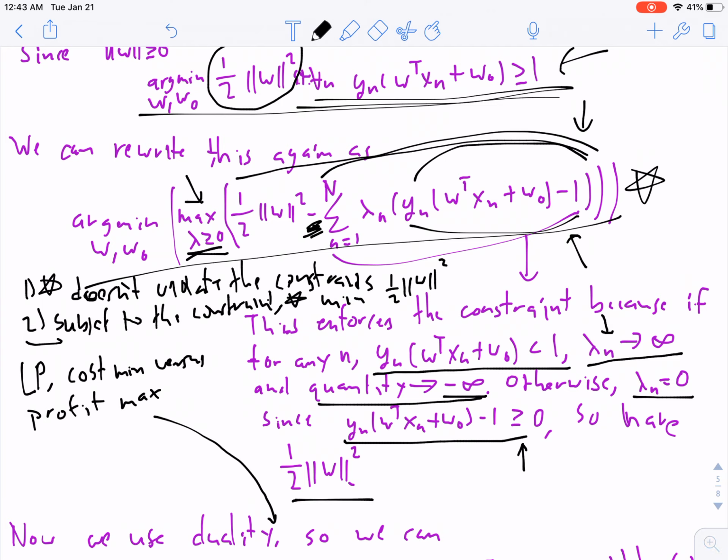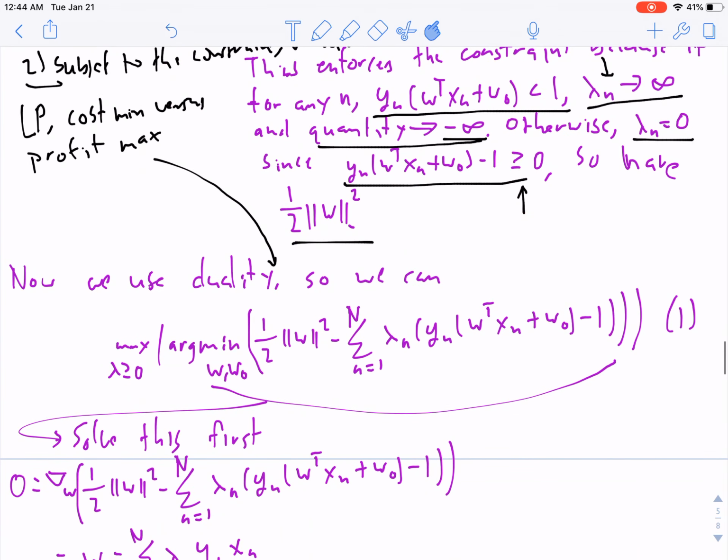So we'll just only have 1/2 times the norm of w squared, which is to say that for all the possibilities that satisfy the constraint, the maximized value over lambda will be 1/2 times the norm of w squared, and so this will return the w and w naught that minimize 1/2 times the norm of w squared. So star and this do the same thing, which is exactly what we want to show.